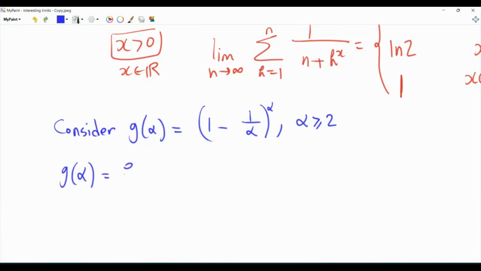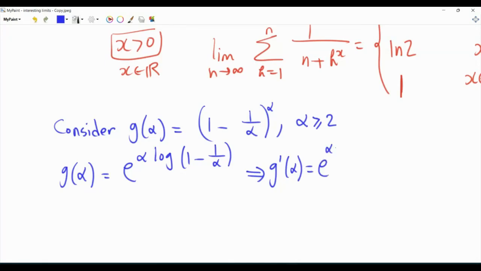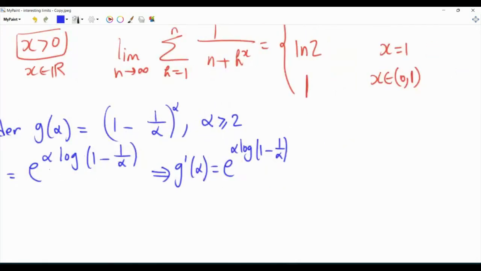g of alpha is equal to e to the power alpha log (1 minus 1 over alpha). And if we compute the first derivative, it is e to the alpha log (1 minus 1 over alpha), and then we take the derivative of this product. So this will give us log (1 minus 1 over alpha) plus alpha. And then if we differentiate this, we get 1 over 1 minus 1 over alpha.